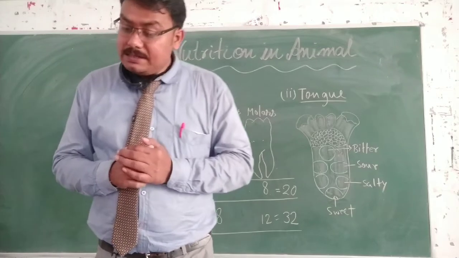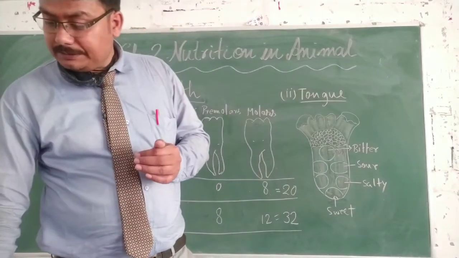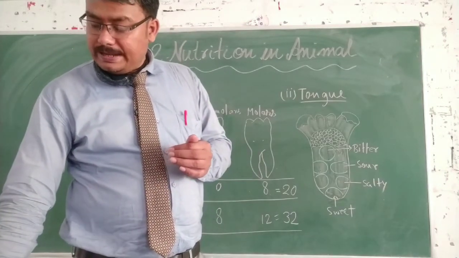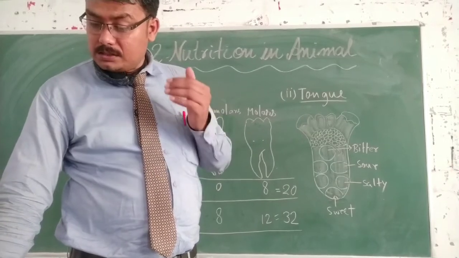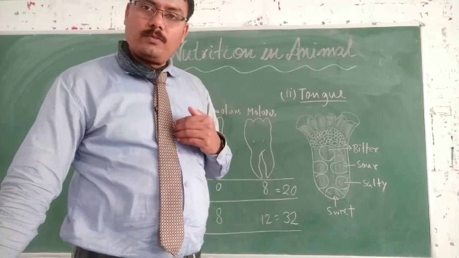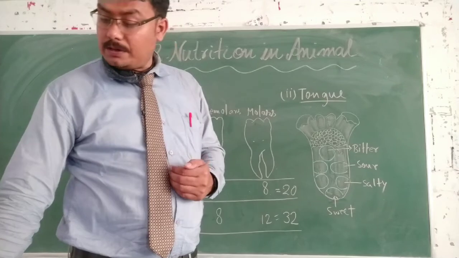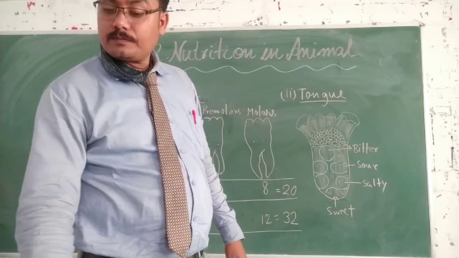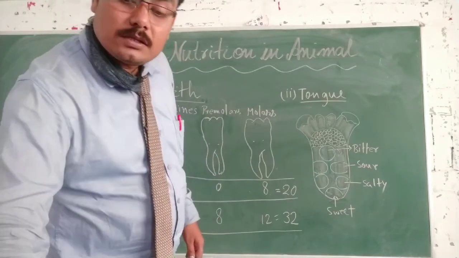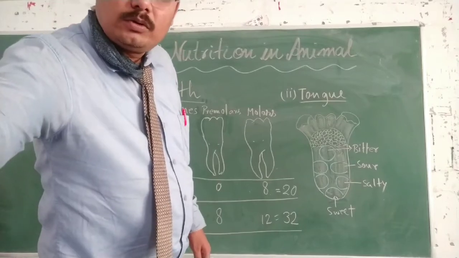So, saliva is secreted from the salivary gland that helps to pass the food through the esophagus channel to the stomach. Now, next topic I am going to explain to you about the esophagus.